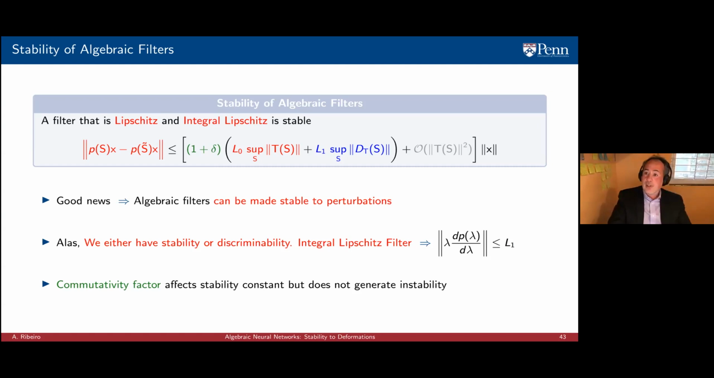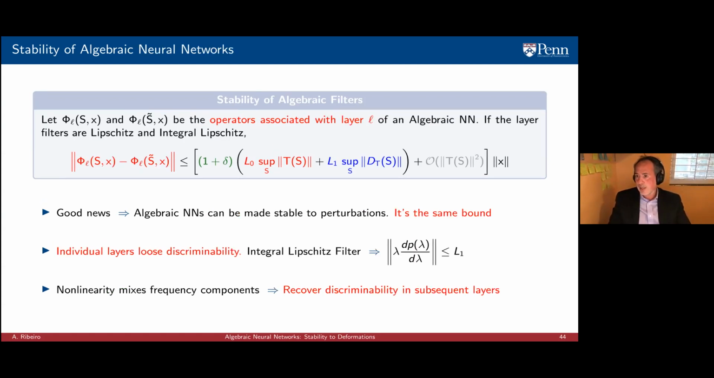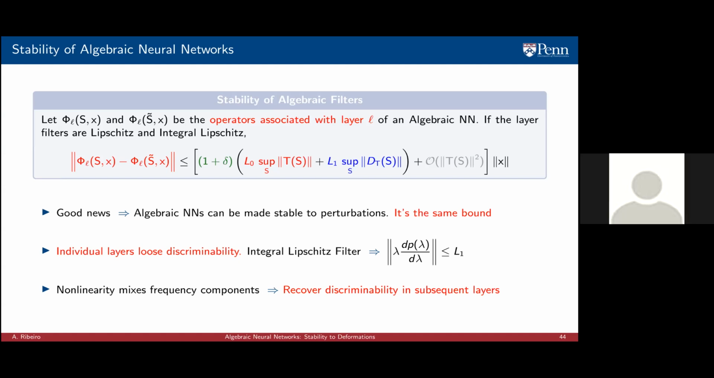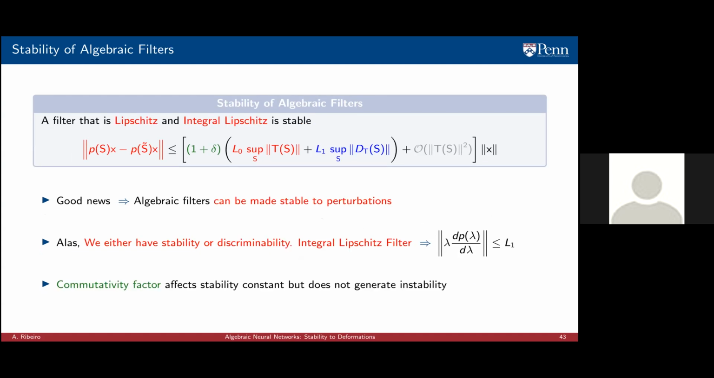Now, the point that you should be asking is, okay, are algebraic neural networks stable? And the answer is yes, of course. Algebraic neural networks are also stable. Oh, sorry, that's a question. Yeah, can you go back to the previous slide? Can you say something about the converse? Is every stable filter Lipschitz and integral Lipschitz?